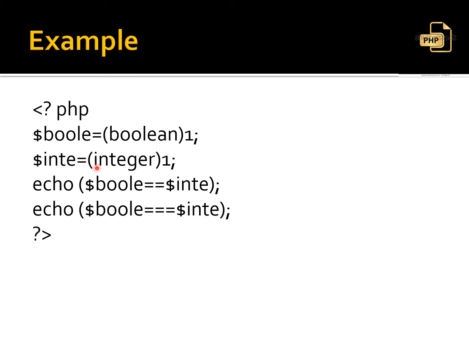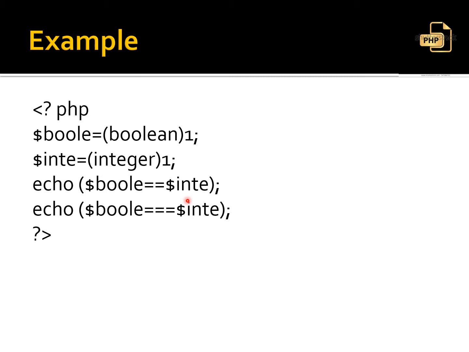Then $int is equal to integer of 1. So here this one is treated as integer 1 and the other one is treated as boolean 1. The first one is treated as a boolean value and the second one is treated as an integer value. Then echo $bool equal to $int.